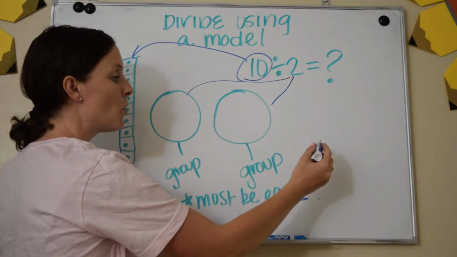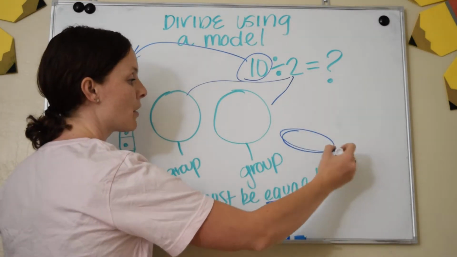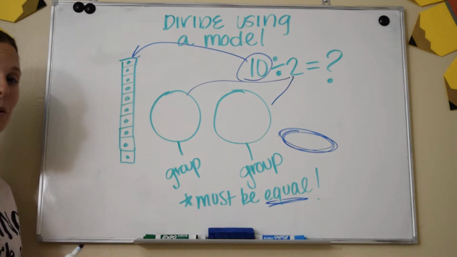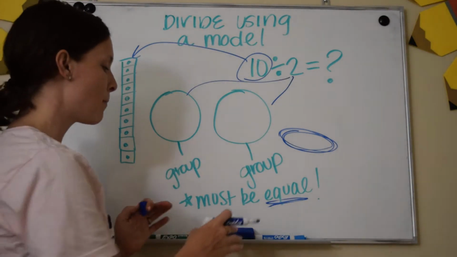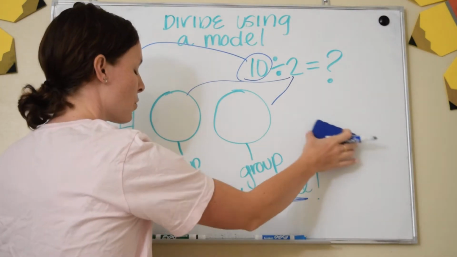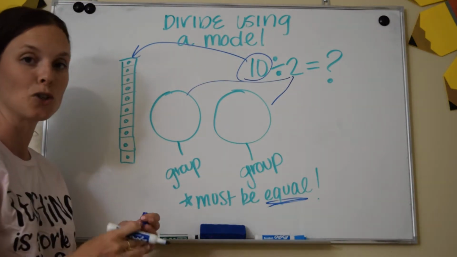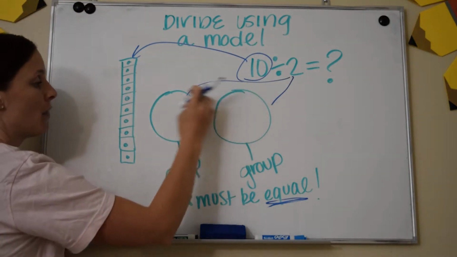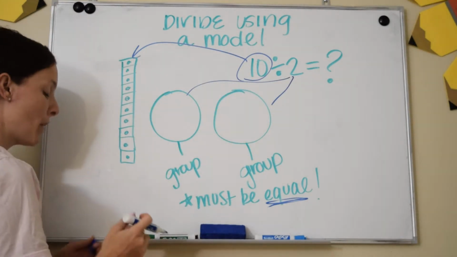Because it must be equal, if you have some other numbers left over, maybe you have one left over, that's fine. You call it a remainder. But we're not going to see that in this example just yet. We're just going to focus on fact families that do go in evenly and create equal groups. So let's go ahead and start.